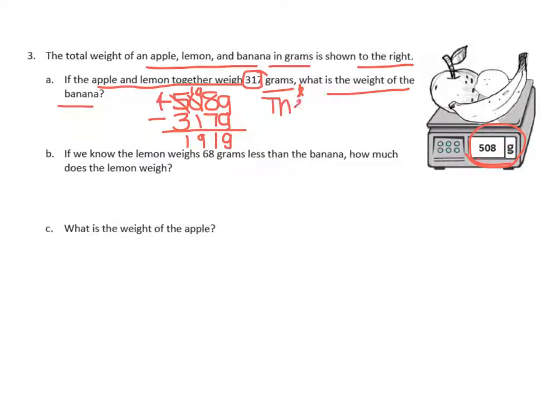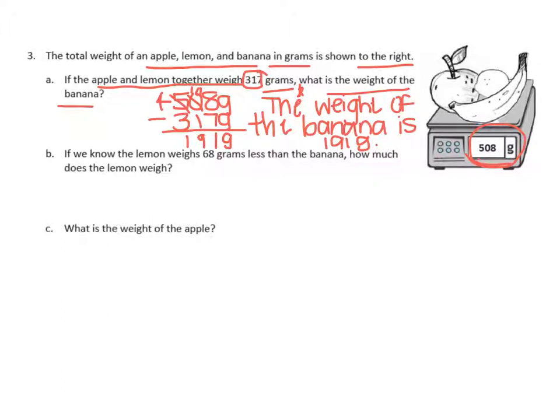I'm going to go ahead and write that as a statement. So the weight of the banana is 191 grams. Now let's look at letter B.